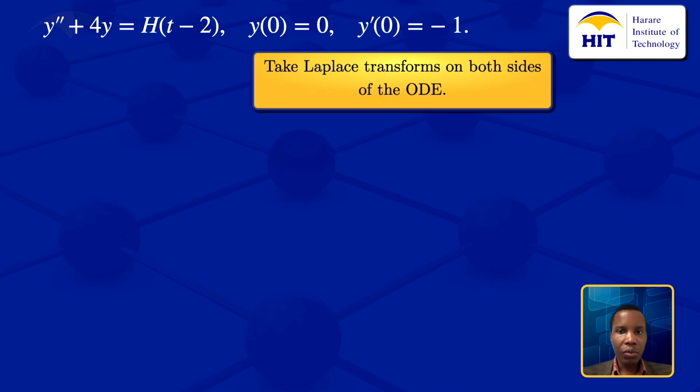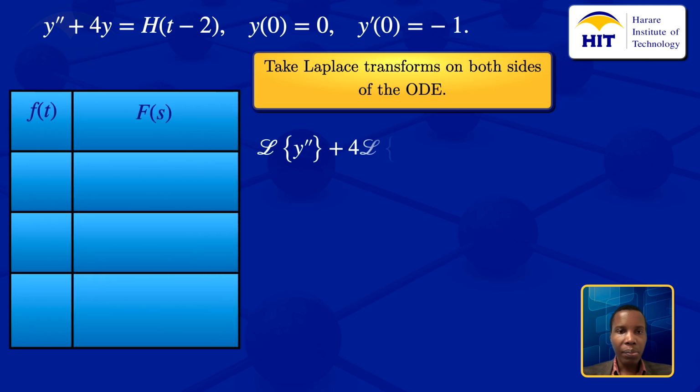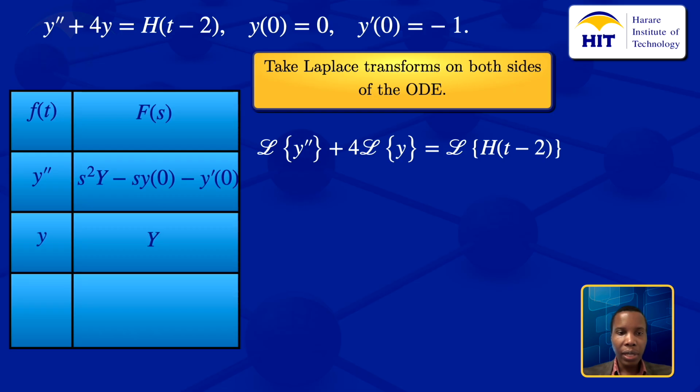If we take Laplace transforms, we have the Laplace transform of y'' plus 4 multiplied by the Laplace transform of y, equal to the Laplace transform of h(t - 2). For the Laplace transforms, we get them from the table. The Laplace transform of y'' is s squared Y minus s times y(0) minus y'(0). The Laplace transform of lowercase y we denote by uppercase Y. The Laplace transform of h(t - c) is e to the power of minus cs divided by s. Then we substitute the expressions that we have obtained from the table.